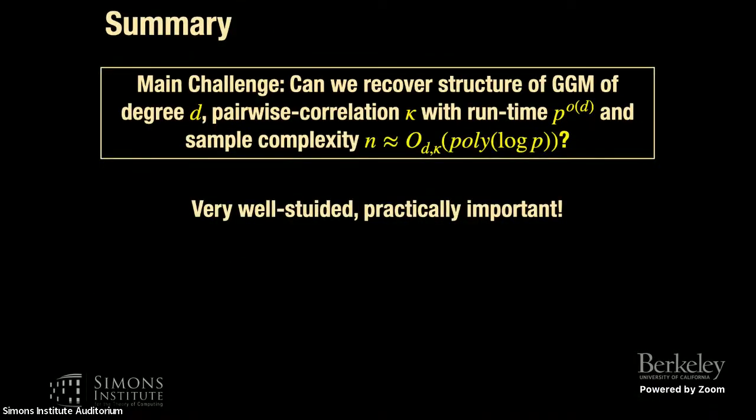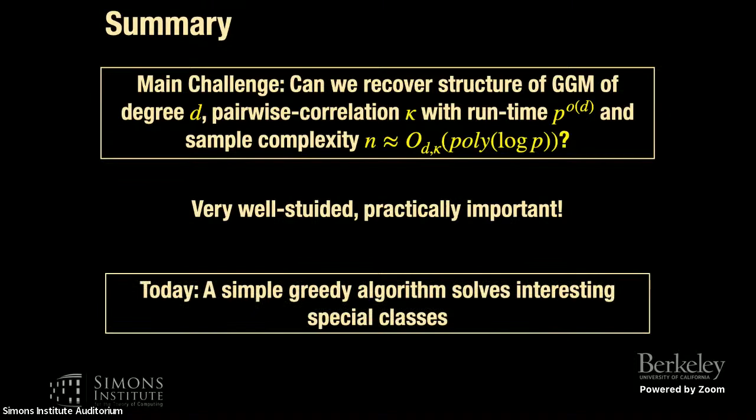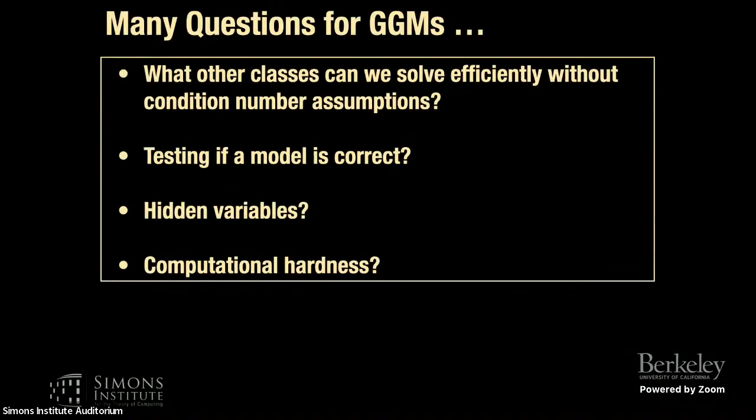Okay, so to summarize, we studied this question of learning GGMs. And the main question, as I said, is: assume that the pairwise correlation is constant. Can you learn it in runtime p to the little o of d and sample complexity that, as long as it's sublinear in p, I'll be happy. And we saw a simple greedy algorithm. We solved interesting special cases. And there are a lot of open problems here.